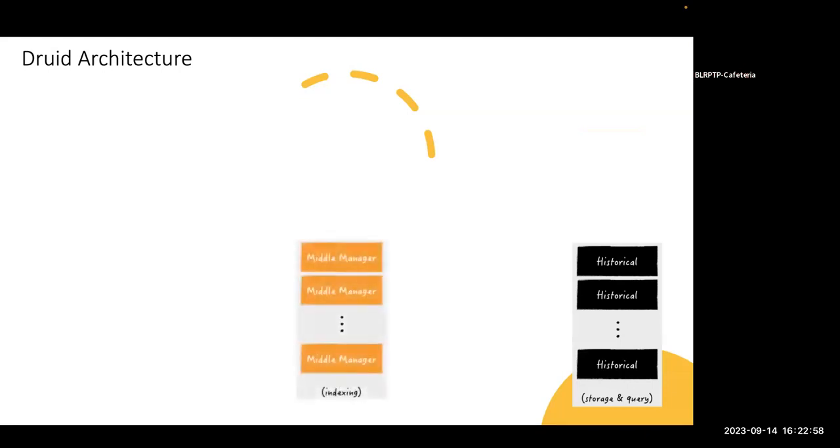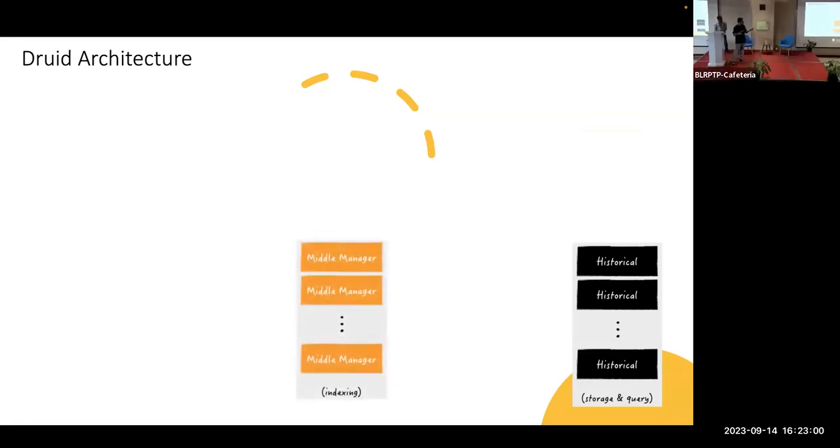Then there is middle manager. Middle manager is another bunch of workers which is tasked with executing tasks for ingestion. And you can scale that horizontally like you see in the diagram. Coordinator coordinates between historicals, deciding which segment should go where, how to balance, how to add a segment, drop a segment, things like that. Overlord manages how to distribute tasks between middle manager workers.